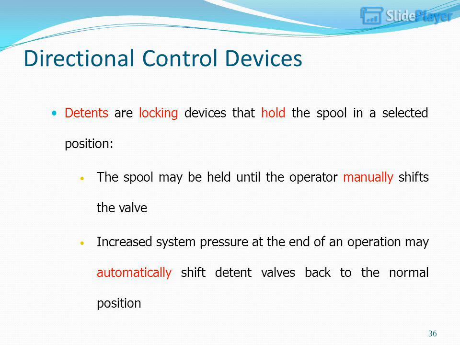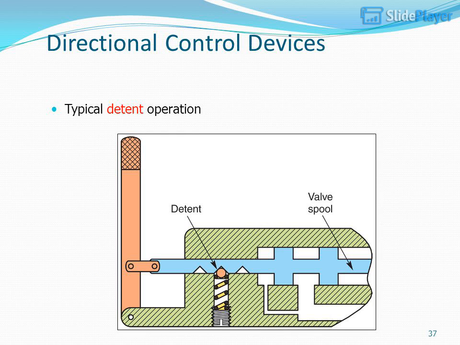Detents are locking devices that hold the spool in a selected position. The spool may be held until the operator manually shifts the valve. Increased system pressure at the end of an operation may automatically shift detent valves back to the normal position. Typical detent operation.